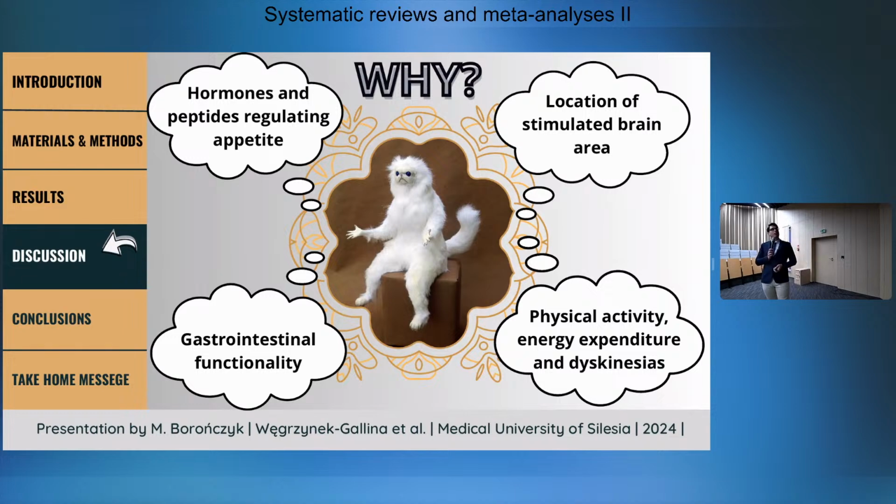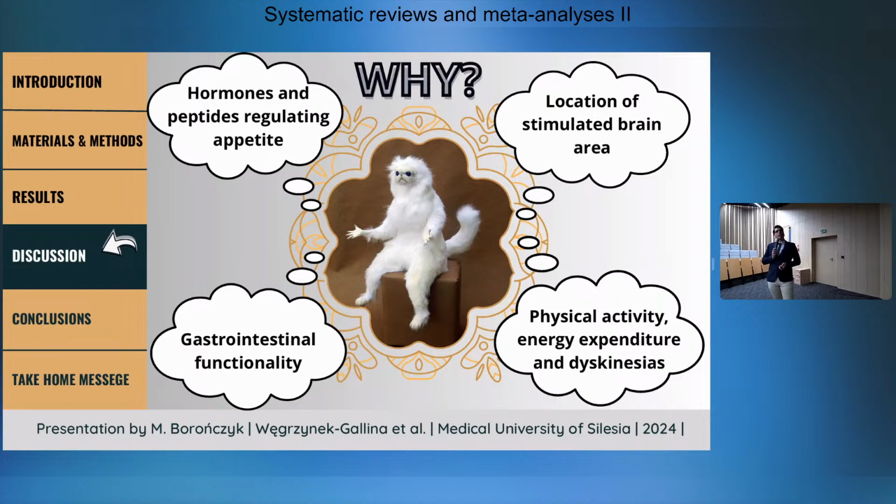One of them concerns hormones and peptides regulating appetite, and it was proven in the literature that in DBS patients, there are increased levels of ghrelin, which is the hormone of appetite, and decreased levels of leptin, which is the hormone of satiety. The second hypothesis deals with gastrointestinal functionality and proves that in DBS patients, the stomach emptying time and the motility of the bowels are increased.